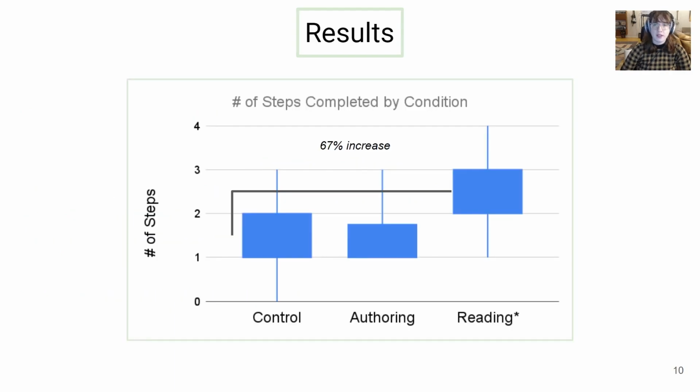helpful or not. Participants in the reading condition did significantly better in completing the task than participants in the authoring or control conditions. There is no statistically significant difference between the control and authoring conditions, so annotating did not impact annotation author's ability to complete the task.